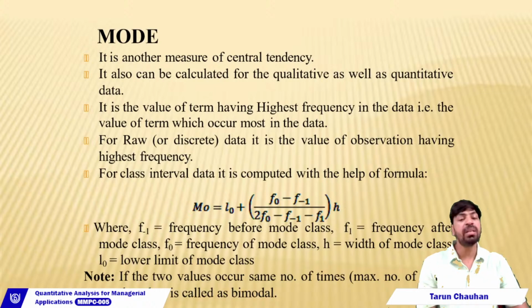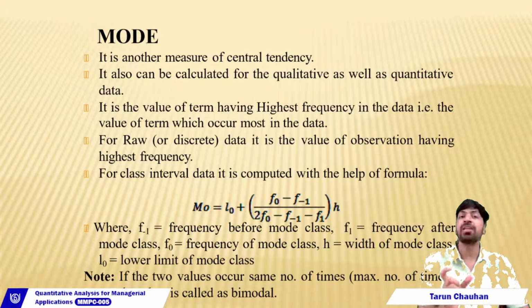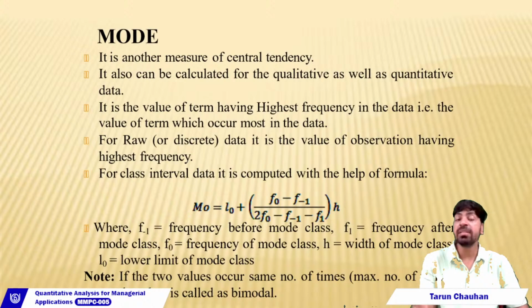L is the lower limit of the mode class. If two values occur the same number of times, that data is called bimodal. So the two values are both considered as modes. In other words, theoretically, it is called bimodal.